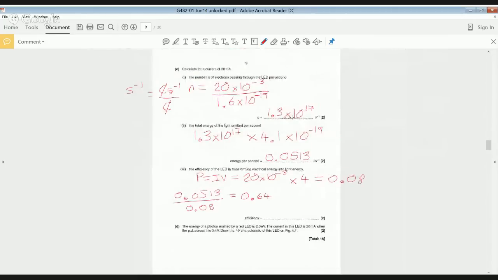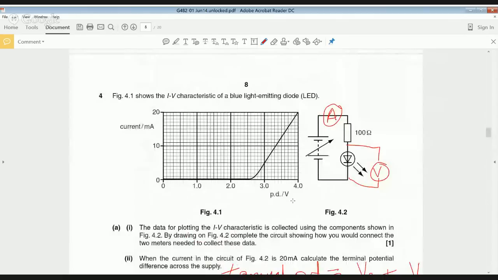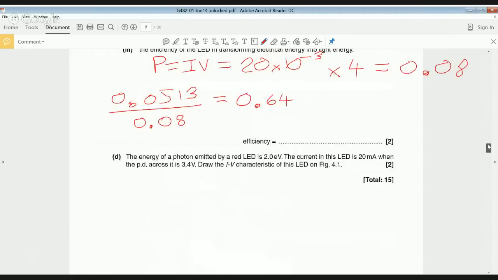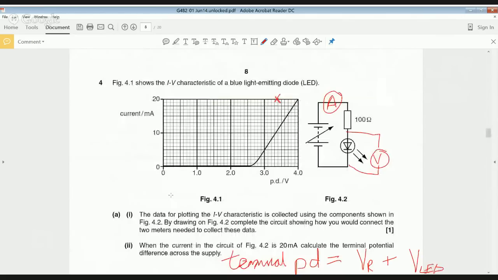So scrolling back up to figure 4.1, the first thing it tells us is that at 3.4 volts, the current is 20 milliamps. So we have a point here. It also tells us, if we scroll back down to the question here, that the energy of a photon emitted by it is 2 electron volts. So that is going to be equivalent to the point on the axis that it leaves the axis here.